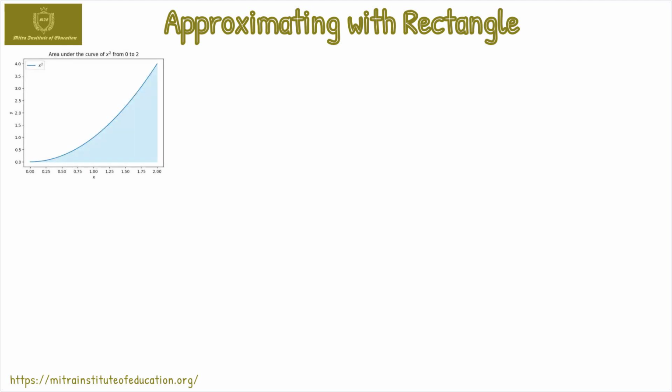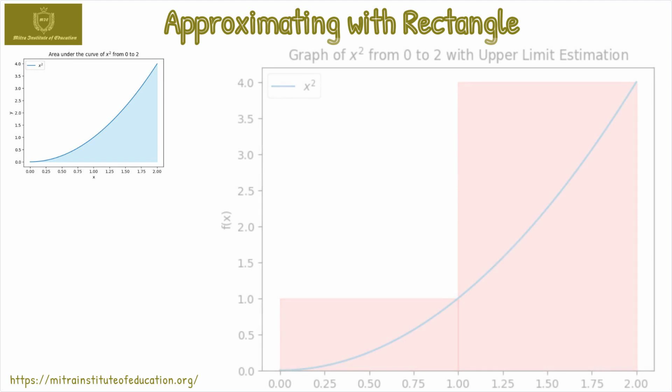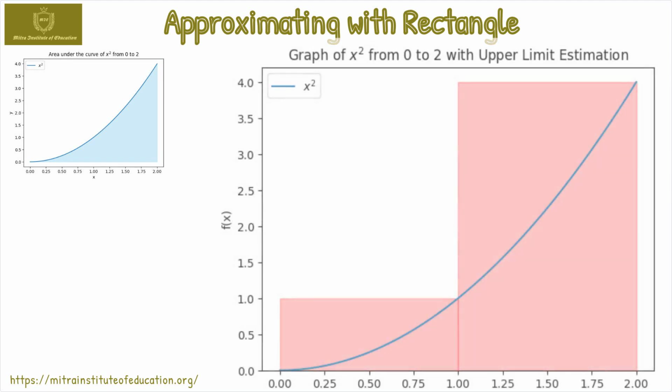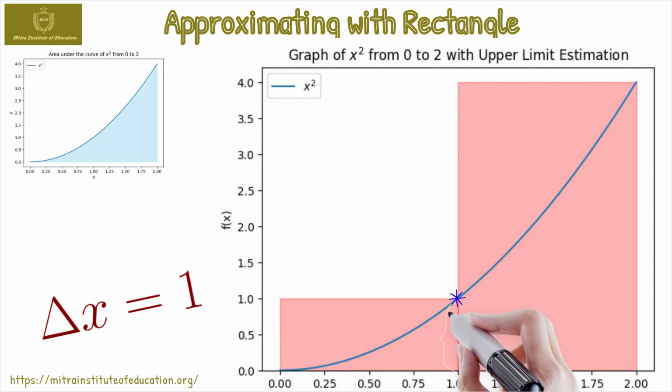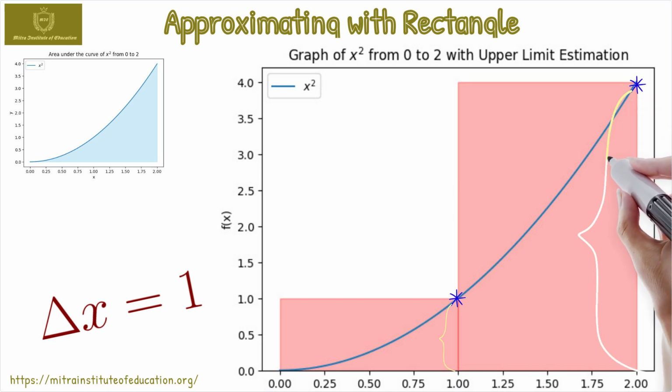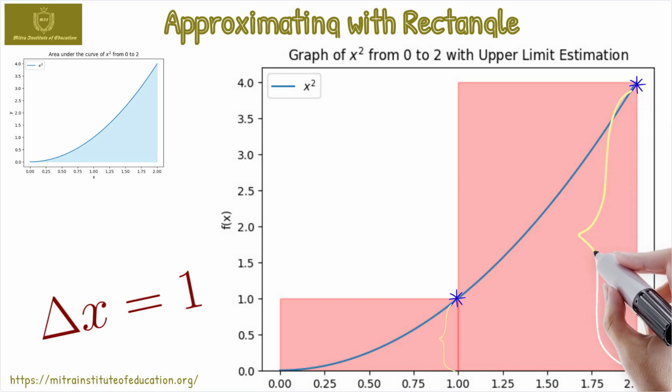Next, we determine the height of each rectangle. To do this, we look at the right edge of each rectangle, find where it crosses the curve, and use that point to determine the height of the rectangle. It's a simple process, but it's essential for ensuring the accuracy of our approximation. The key idea here is that the height is based on where the curve intersects the rectangle's right edge. This helps us approximate the area under the curve.